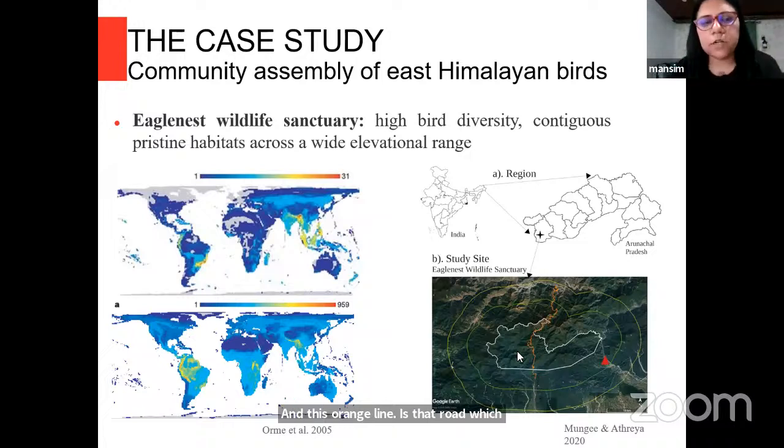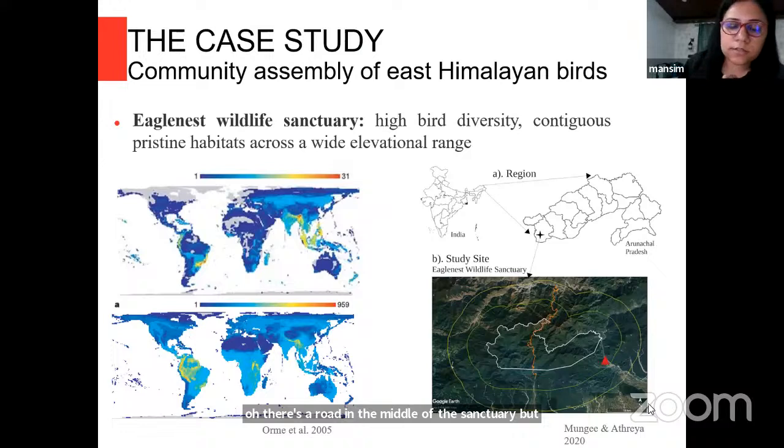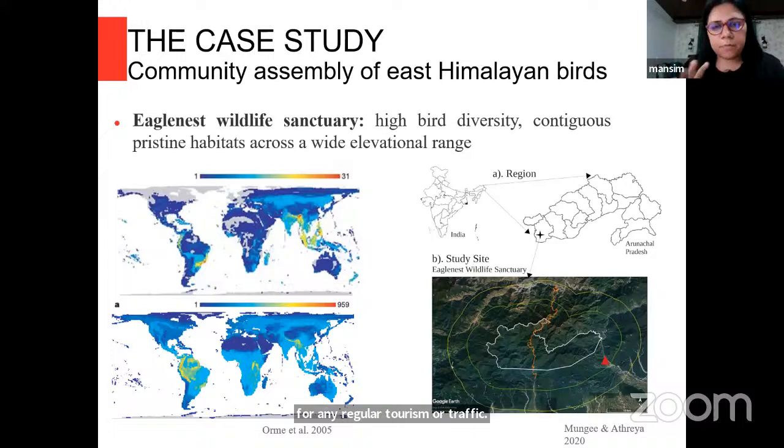I know that when you hear the word road, it sounds like, oh, there's a road in the middle of the sanctuary, but this has actually been a blessing for all the ecologists and scientists working there, because this road was actually abandoned long ago. So it is not used for any regular tourism or traffic. It's actually a dirt track, but it is still motorable. And the primary forest occurs in very close proximity to this road. So the road actually does not really create a lot of damage to the ecological system of that place, but instead gives us an opportunity to study the interior parts of that sanctuary very well.